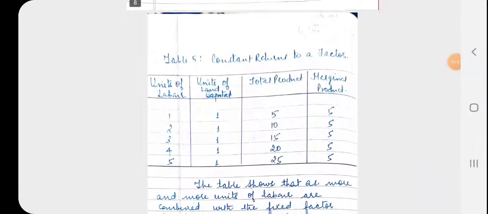You can see this is the table wherein the marginal production is stabilizing. Total production is 5, 10, 15, 20, 25. This is when we are seeing it separately. When we are seeing all together, this constant returns to a factor you cannot see, because it is for a particular ratio, and that particular ratio is known as the ideal ratio between the fixed factor and the variable factor.